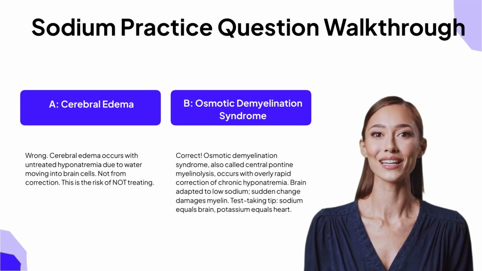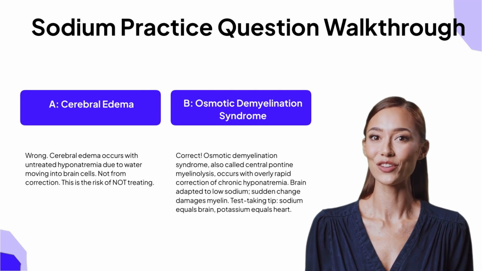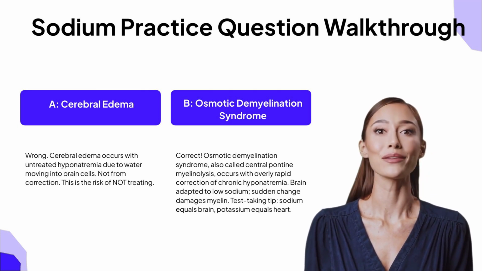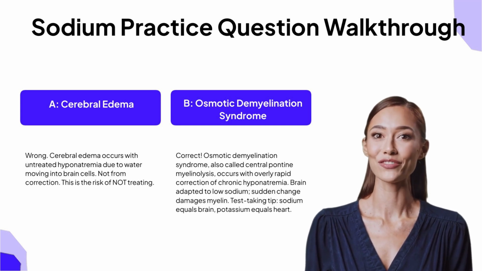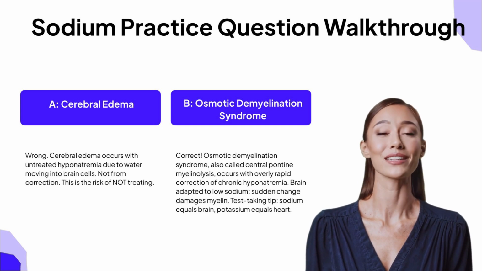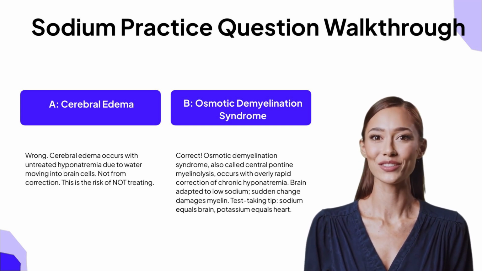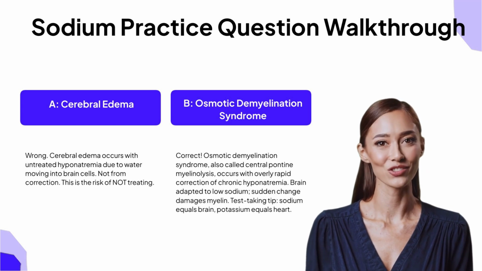The correct answer is B. Osmotic demyelination syndrome. This is a critical concept for boards. When hyponatremia develops slowly, the brain adapts by pushing out osmolytes to prevent swelling. If you then correct sodium too rapidly, the brain cannot readapt fast enough. Water rushes out of brain cells, and you get demyelination of the pons and other areas. The classic presentation is the locked-in syndrome.